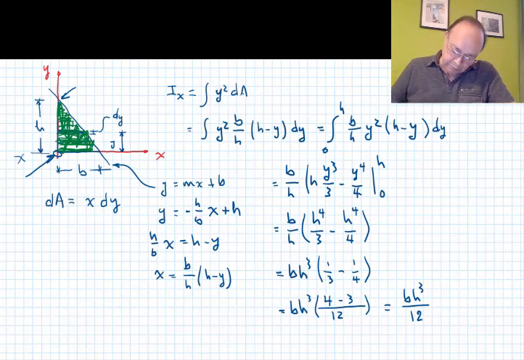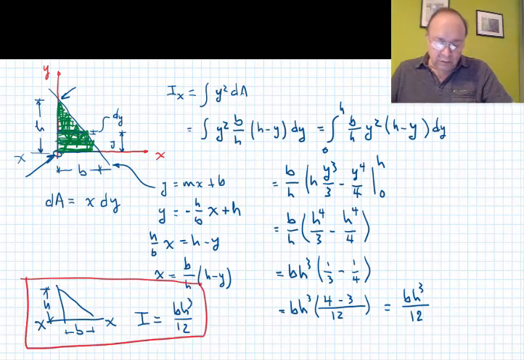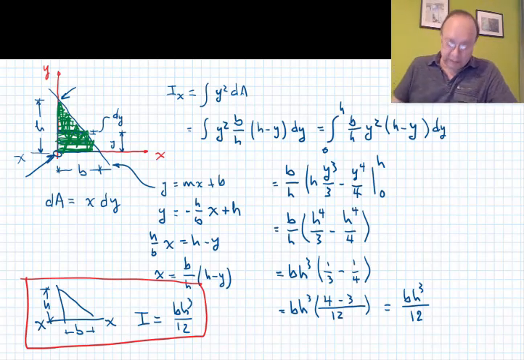Okay, so we have the moment of inertia of a triangle with respect to the base, Ixx equals b h cubed over 12, where this is b, this is h. Great. We have another one to our arsenal. Okay.